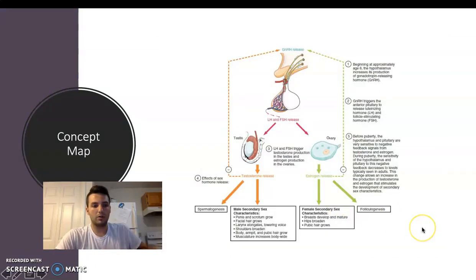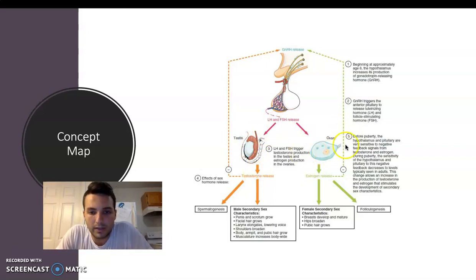Now we have a concept map that I wanted to throw in here. It's the best one I could find that really summarizes FSH and LH's role in the reproductive system for both male and female. There's a lot of words here, but in general, LH and FSH in both males and females are released by the anterior pituitary to act on, for males, the testes, and for females, the ovaries, and go through the process that was described before.